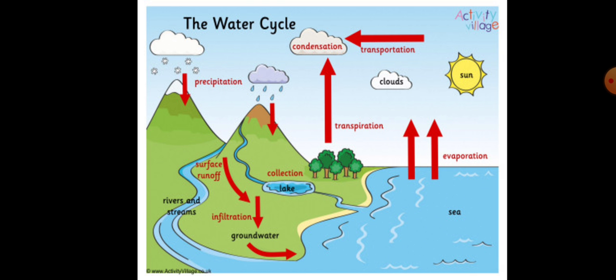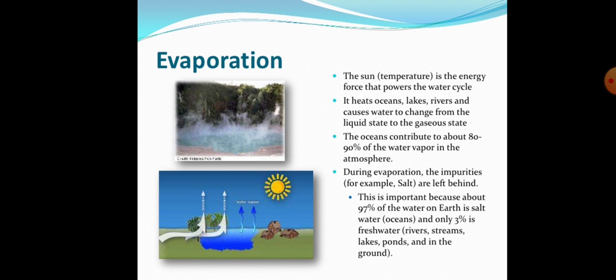Firstly here is the sea, here is the sun. This water evaporates, that is evaporation, then forming clouds. Here trees are also available, that is the transpiration process, then condensation, clouds forming, then precipitation. This rain is surface runoff water. Here are rivers and streams, then groundwater, lakes. Collection of water, then infiltration, and again and again this process cycles, that is the water cycle. Then the first process is evaporation.